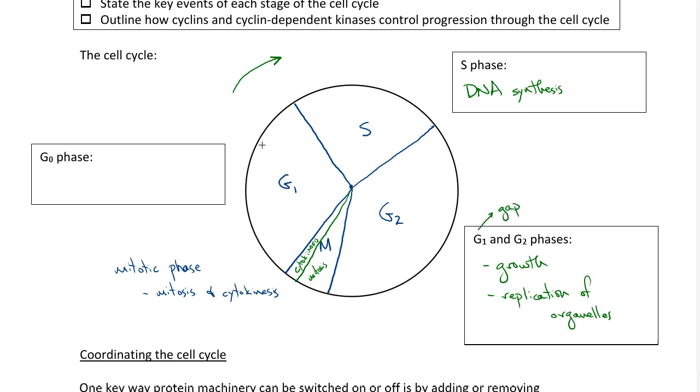There's also another stage that the cell can enter from G1. It's not shown here, and that's called G0 phase. And G0 phase is a non-dividing phase where the cells are just carrying out their functions, whatever kind of cell they are. They're performing their function in the body. And as I've shown here, cells can leave G1 and go into G0 and then come back into G1.